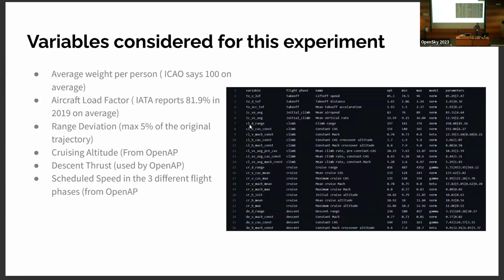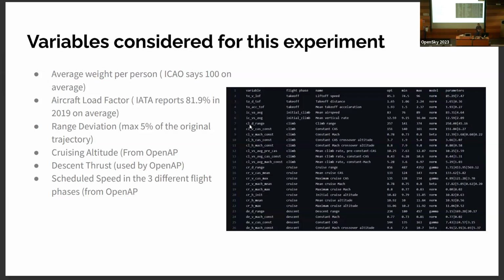So here are the several variables that we considered for this experiment. Of course, we can discuss later different other variables that can be introduced. There are so many of them, but it's complicated. We have to limit a little bit. So there is this average weight per person. In several studies that I mentioned beforehand, they use the ICAO report that says that, I didn't put kilograms, but it's 100 kilograms on average per passenger.